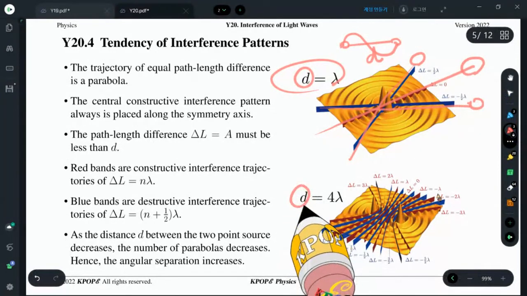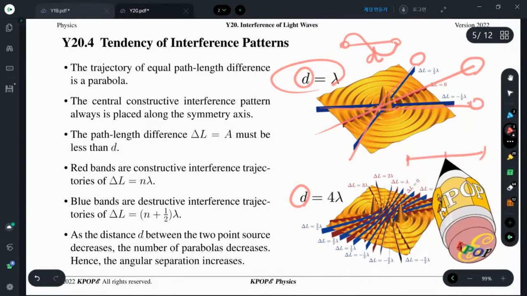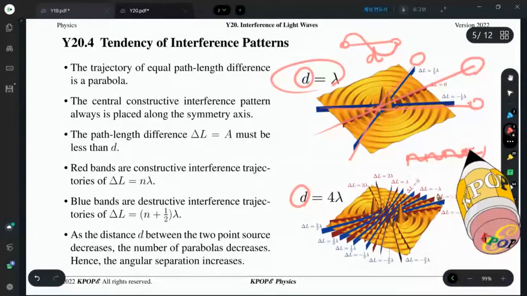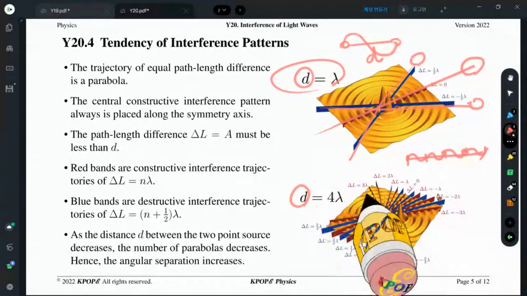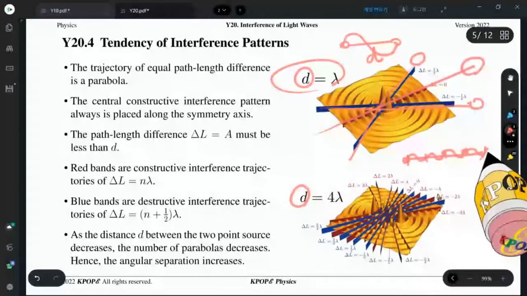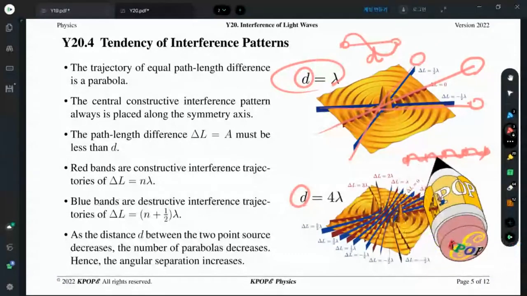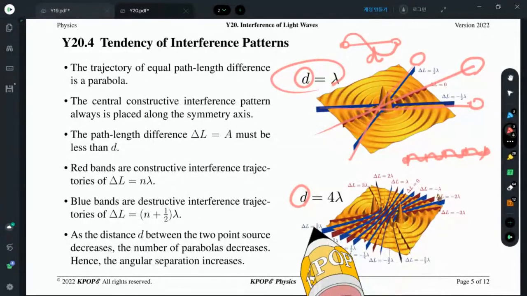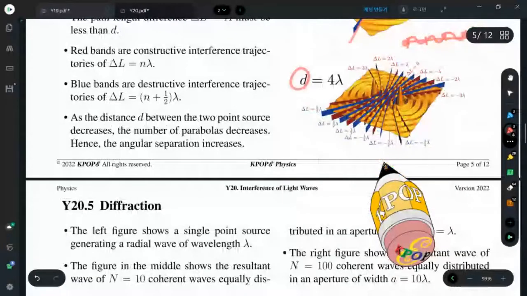As the distance d becomes 4 lambda, the distance is much larger than the wavelength, then the interference pattern becomes very dense. Okay.